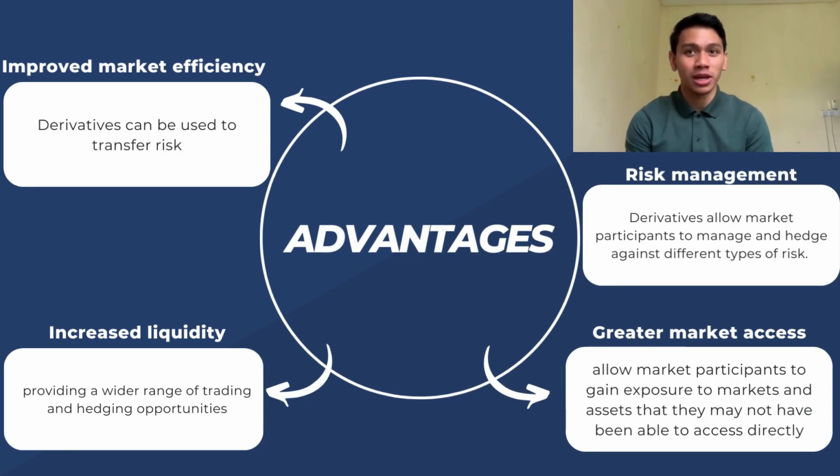First, it improves market efficiency. Derivative can be used to transfer risk. Second, greater market access, which allows market participants to gain exposure to markets and assets that they may not have been able to access directly. Third, derivative market can increase liquidity, providing a wider range of trading and hedging opportunities. And the fourth one is risk management. Derivatives allow market participants to manage and hedge against different types of risks.